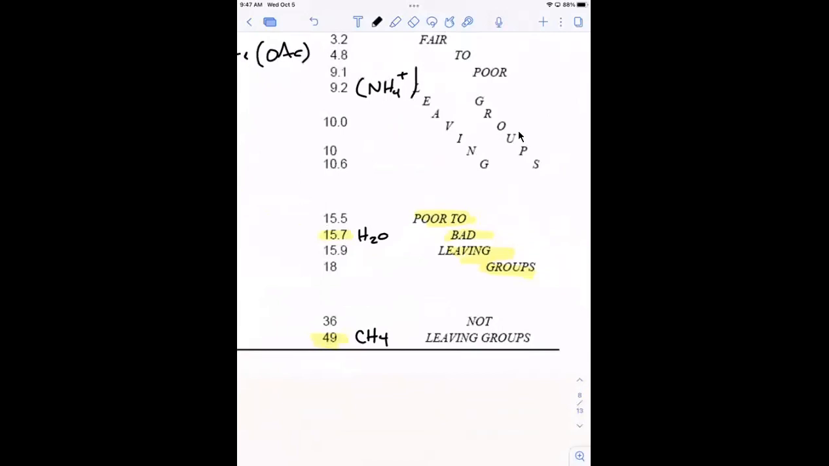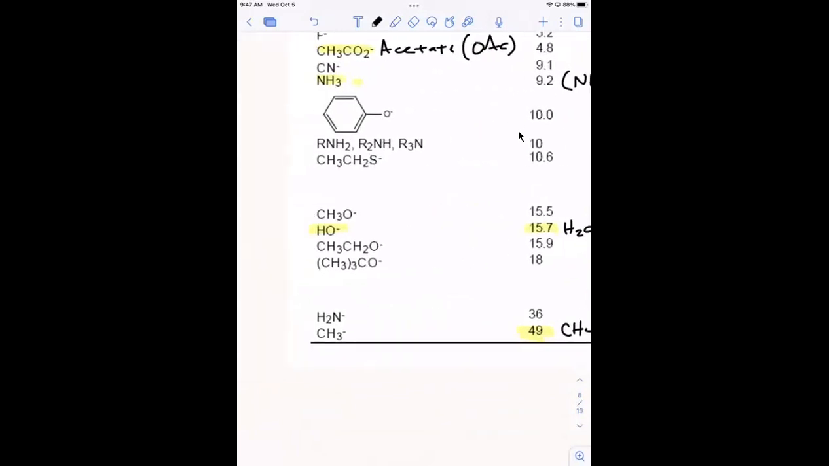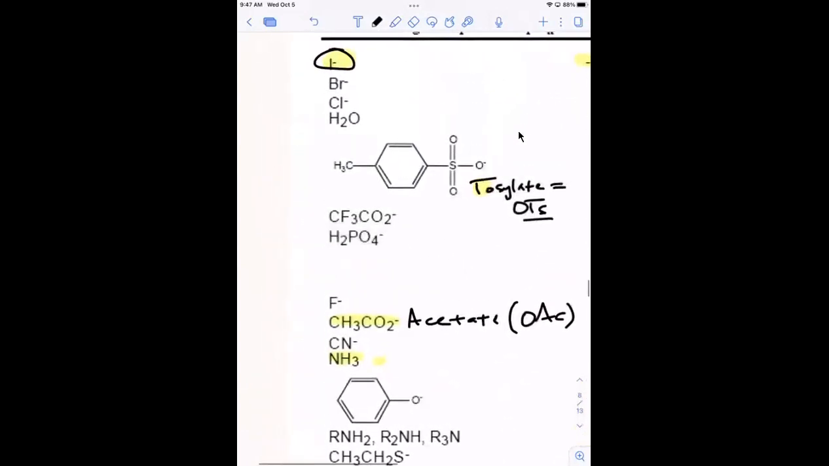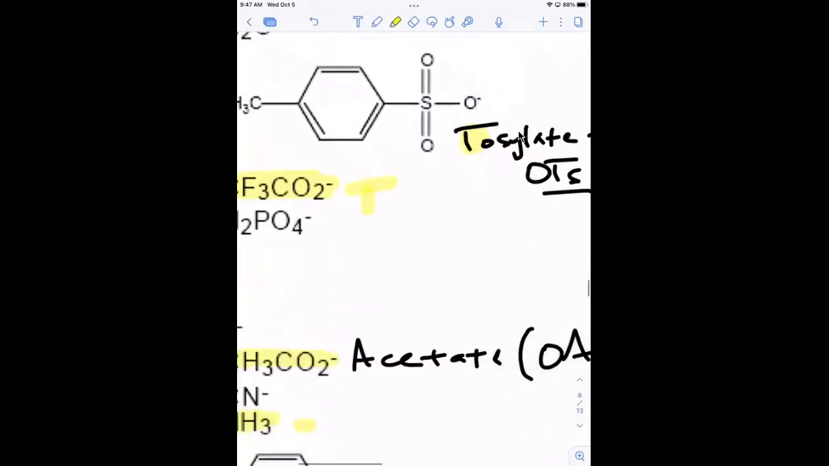That means that when it leaves, the negative charge on oxygen is not stabilized very well, as it would be if oxygen was able to do resonance, or if it had some type of inductive group next to it. And then this is also another good leaving group. It's a triflate. You'll see it written as OTf.